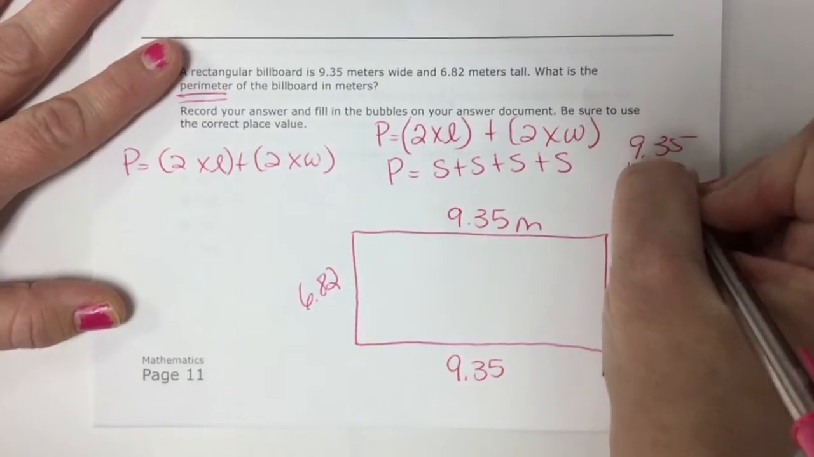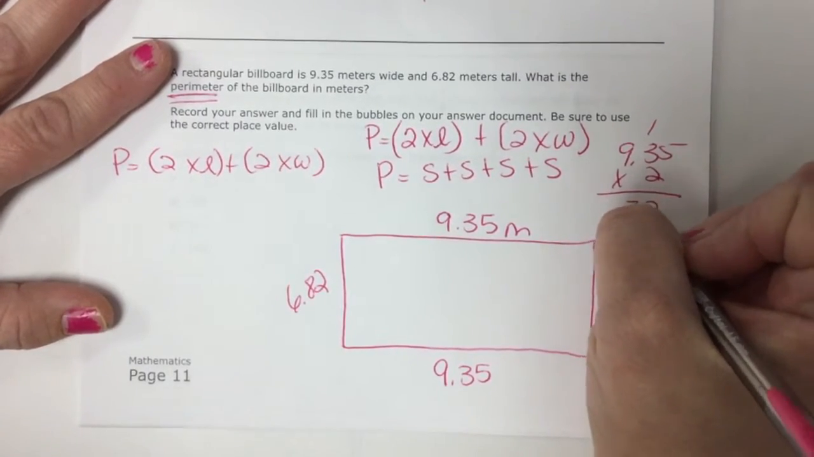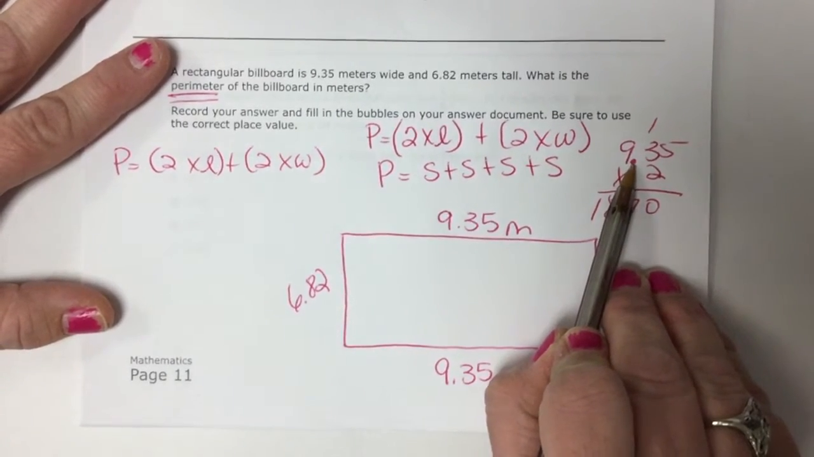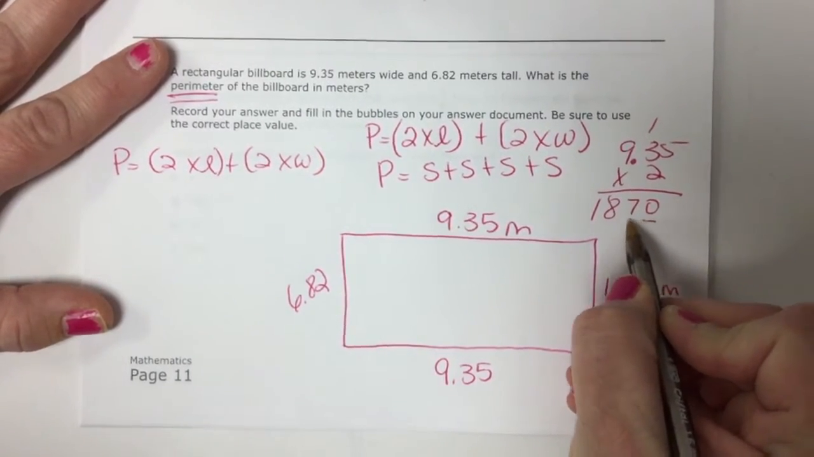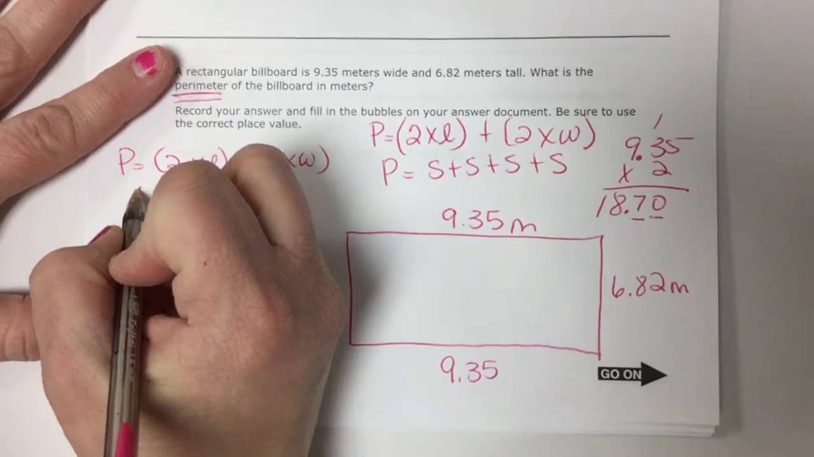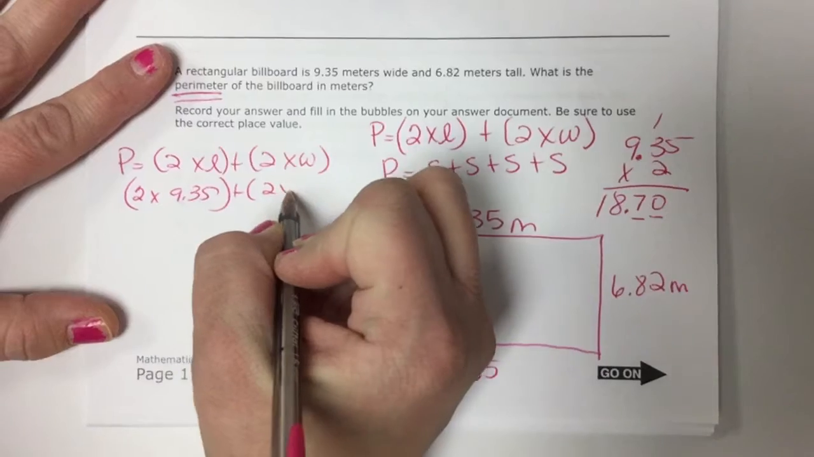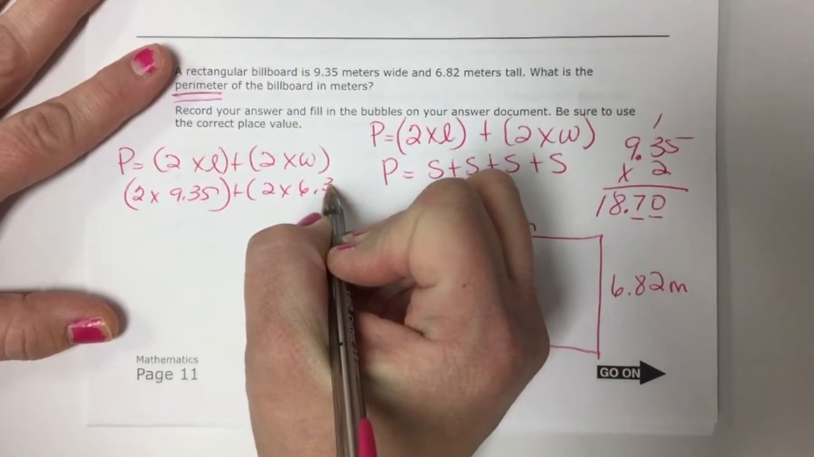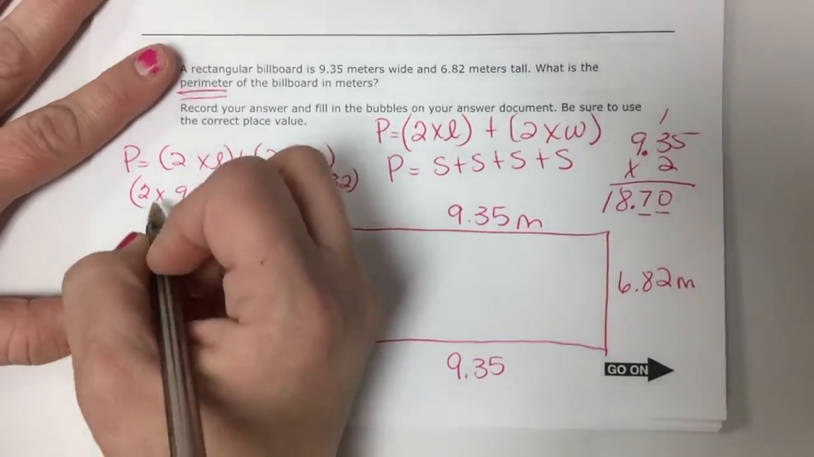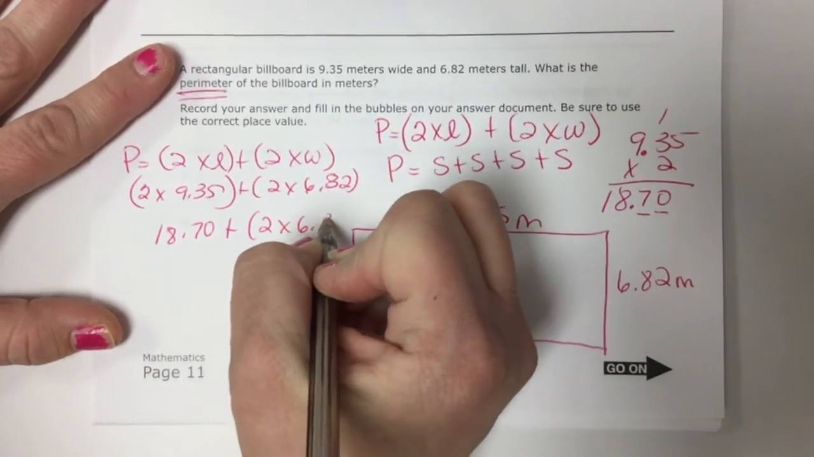So 9.35 times 2. 5 times 2 is 10. 3 times 2 is 6 plus 1 is 7. And 9 times 2 is 18. Okay, remember with the decimal, I have 2 numbers behind the decimal. So in my answer, I have to have 2 places in my decimal. So 2 times 9.35 plus 2 times 6.82. So I did 2 times 9.35, and I got 18.70. And now I have to multiply 2 times 6 and 82 hundredths.